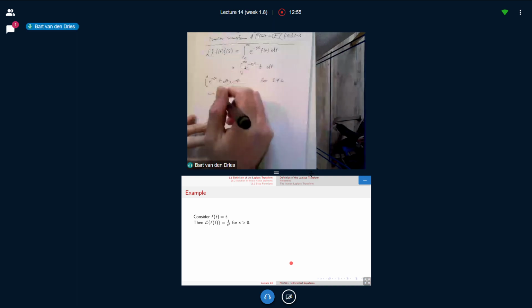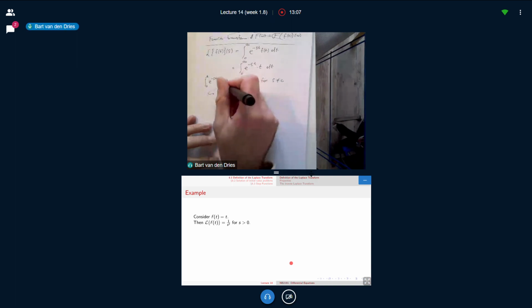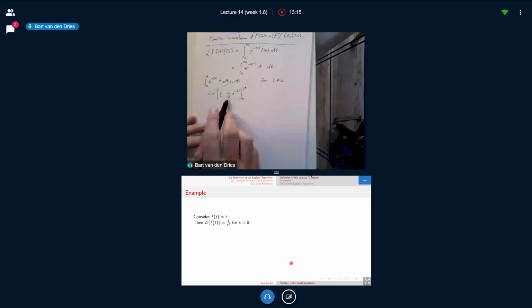Then we can use integration by parts. So we get this times the antiderivative of this, t times the antiderivative of e to the power minus st. What is that? That is 1 over minus s e to the power minus st between 0 and a. Note that we had to exclude the case s equal to 0 because I'm dividing by 0 here. So we'll do the case s equal to 0 later on.